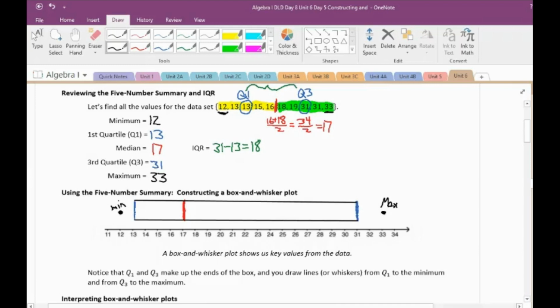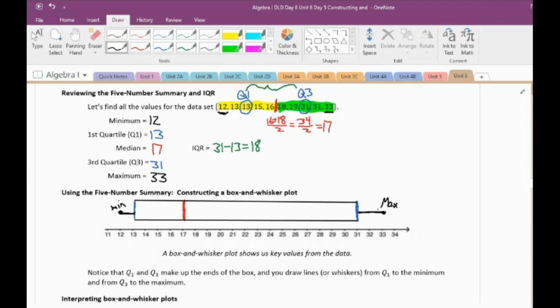So I'm going to do that over here. There's my lower whisker, and from Q3 to the maximum. So up here is Q3. I'm going to draw my upper whisker going to the maximum. And that is our box and whisker plot.